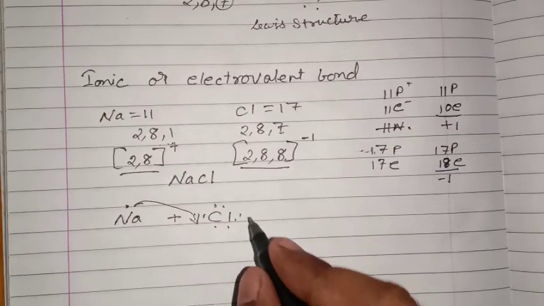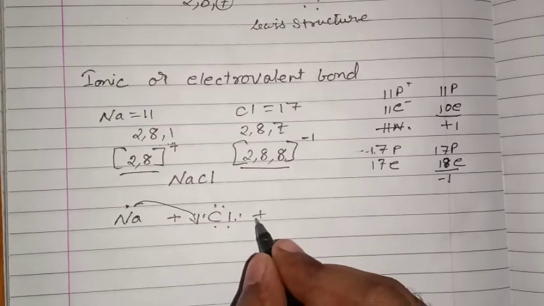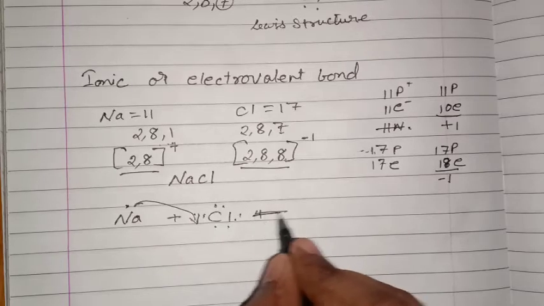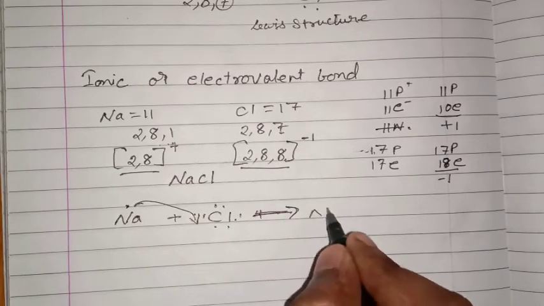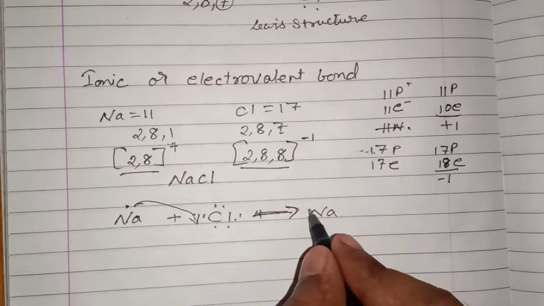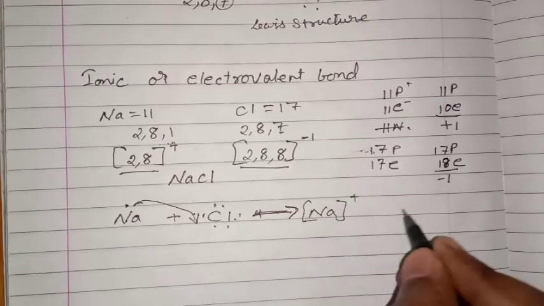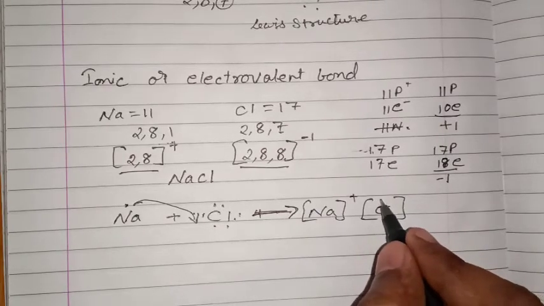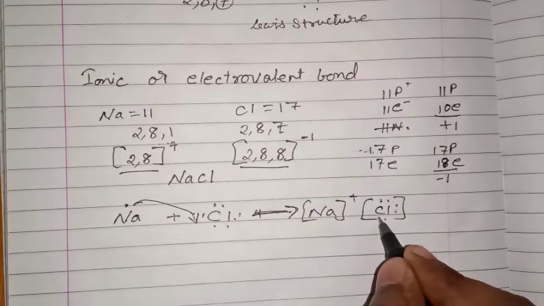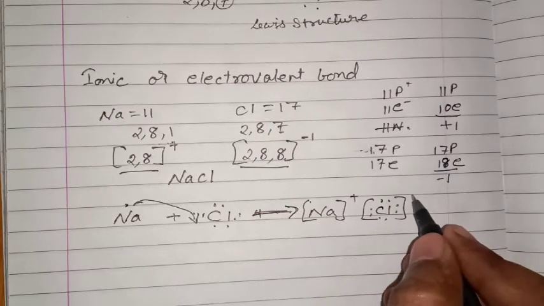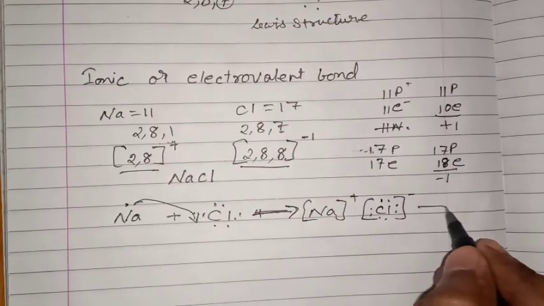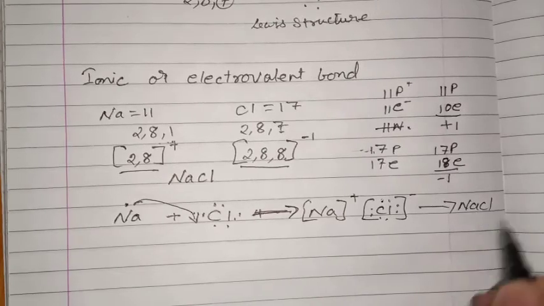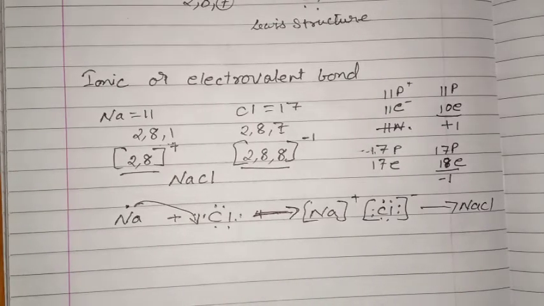Chlorine. After this giving of an electron to chlorine, the sodium atom acquires which kind of charge? That is positive charge. And the chlorine atom acquires which kind of charge? That is negative charge, with 8 electrons in its outer shell, and it is having negative charge. Now after this they will form a bond that is called NaCl. Clear? This is the electron dot structure notation, by which you can show the bonds.